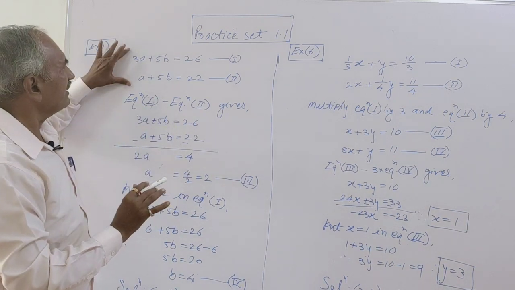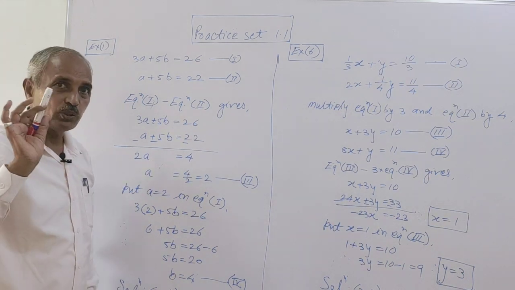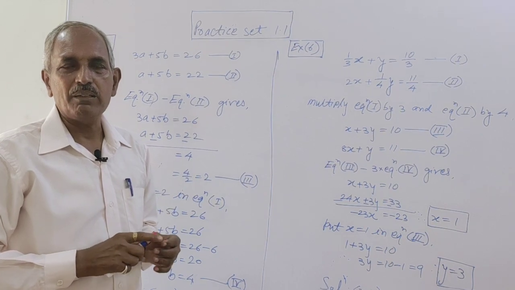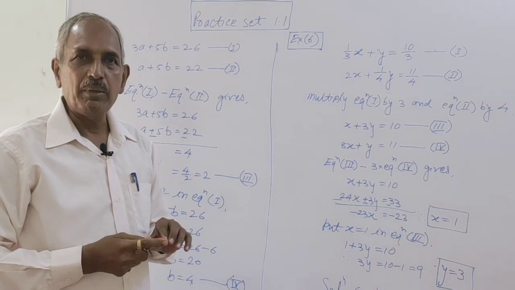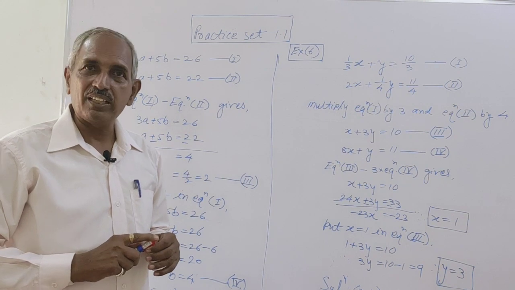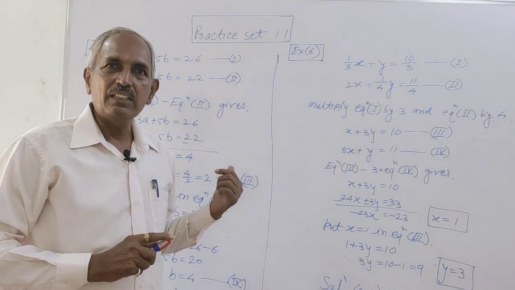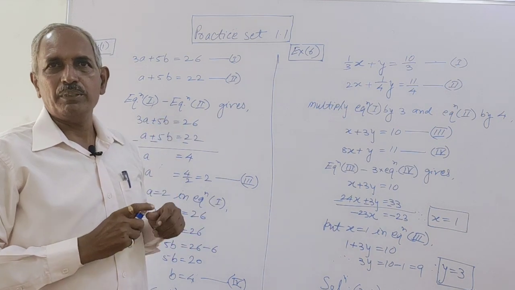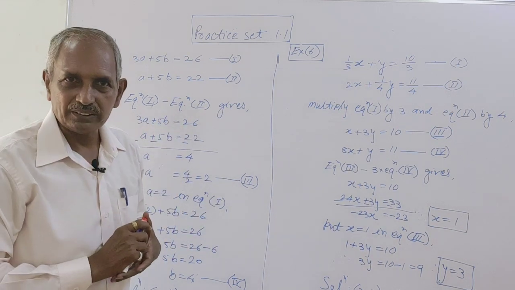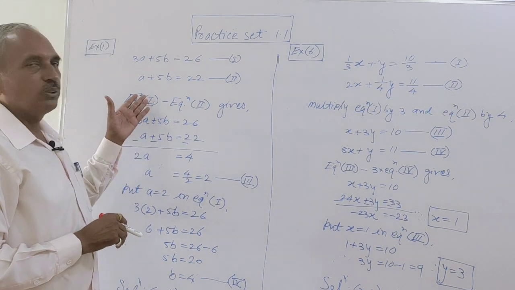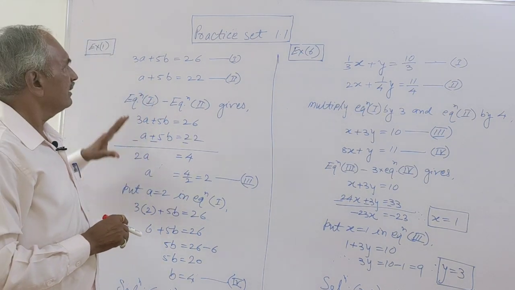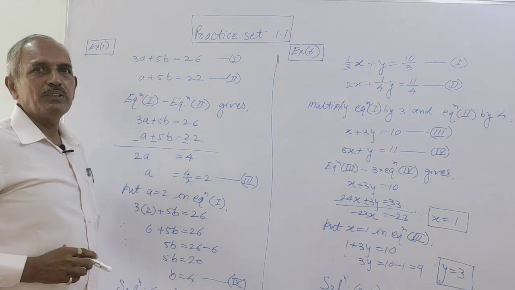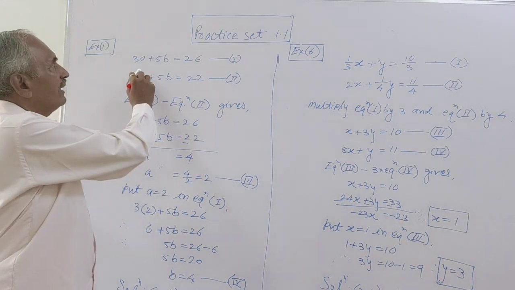Now let us start solving these two equations. I have told you two methods are there. One method is elimination method, another method is substitution method. But substitution method is a little more difficult than elimination method. So it is always better to use elimination method to solve simultaneous equations. So let us use that method, elimination method, for this example. Now I have to eliminate one of these two variables, either a or b.